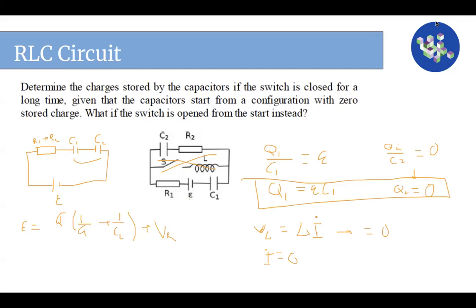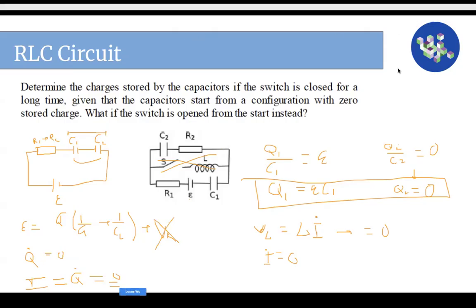Why is that? Because the charges on the capacitors are constant, that means my Q dot is equal to zero. But I also know that the current through the circuit, my I, is equal to Q dot. If Q dot is zero, the current in the circuit is zero. So there's no voltage drop across the resistor, because the voltage drop across the resistor is the current times the resistance, and the current is zero. So I just get this over here.